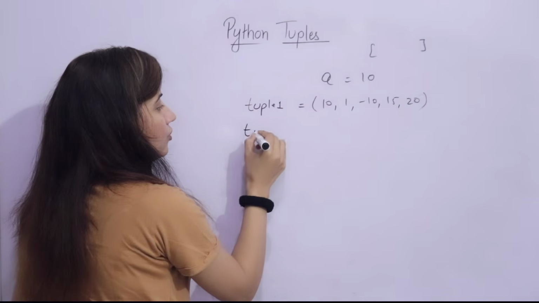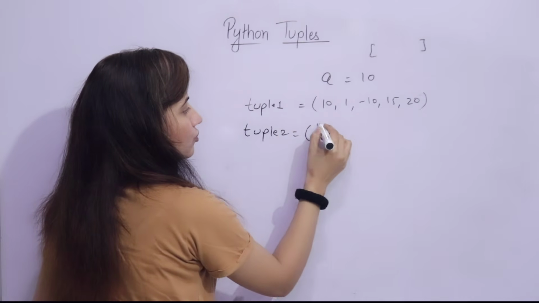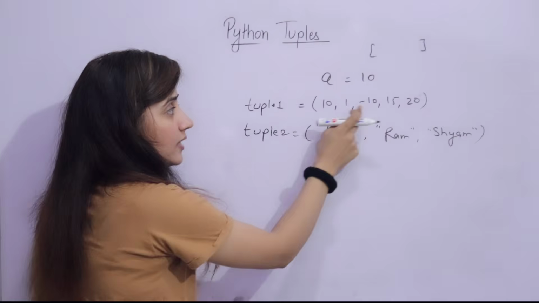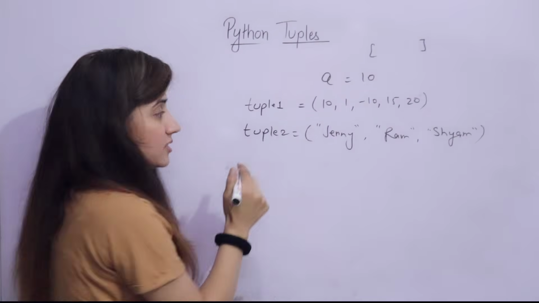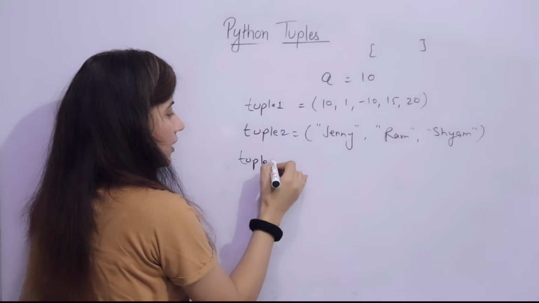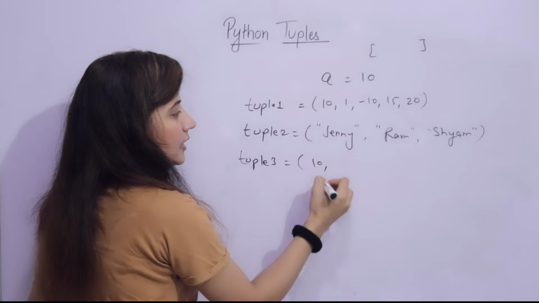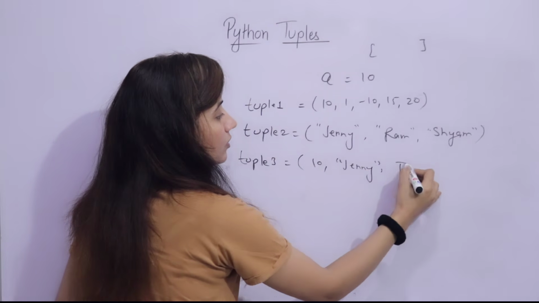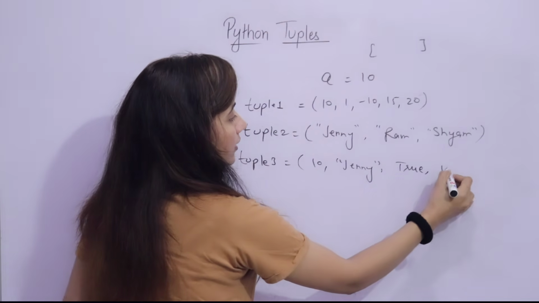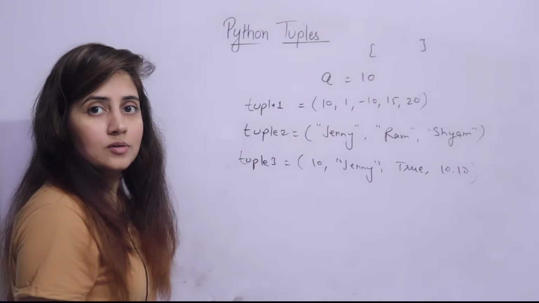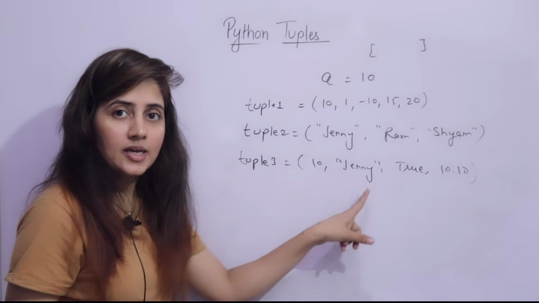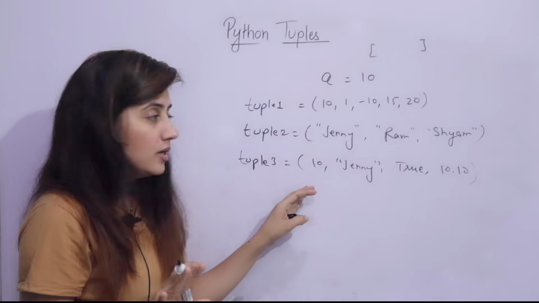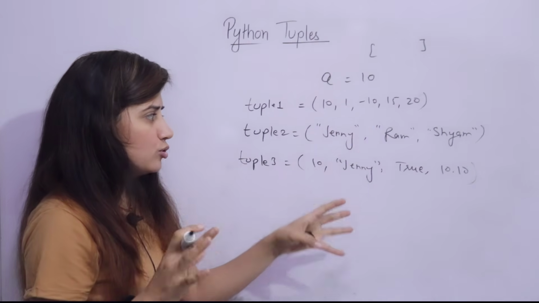Not only integers, you can store strings like this also. This is also a tuple, of strings. So the items can be of any data type, and a mix is also possible, like in tuple3. Here we can have an integer, a string in the same tuple, a boolean, a float. So mixed data types in the same tuple are also possible, same as list, right? That is possible. Now this is valid, this is valid, this is also valid.